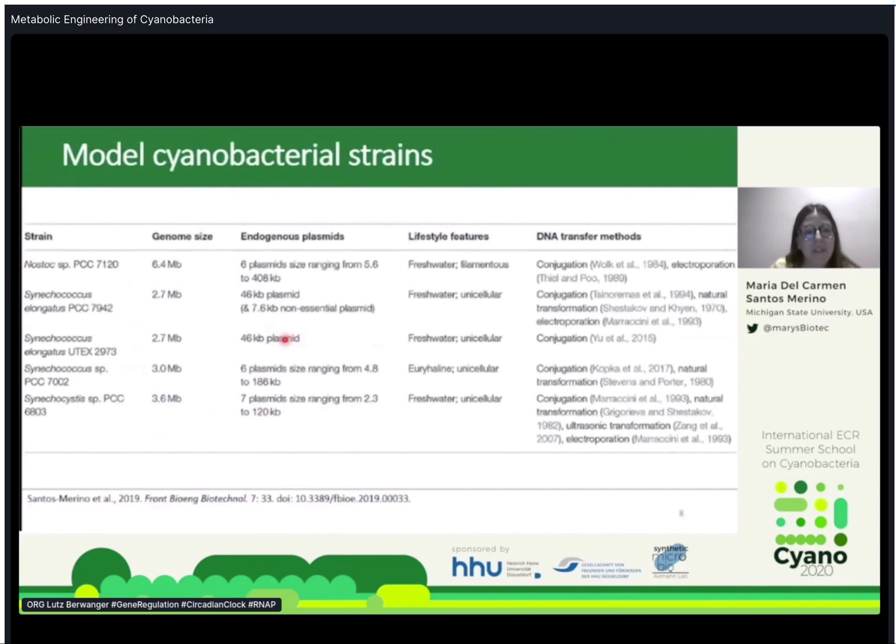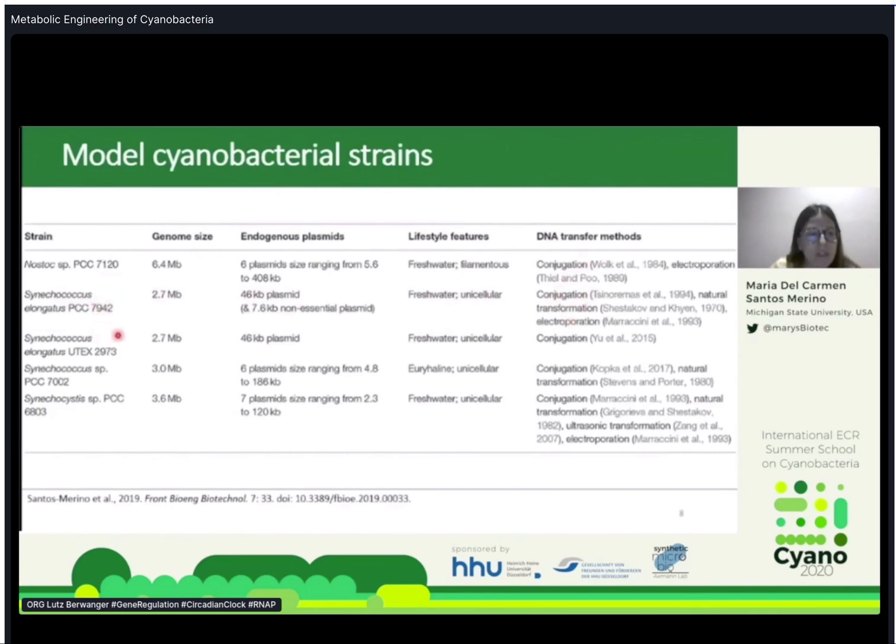In this table, I am describing the most common cyanobacterial strains used in metabolic engineering. We have Synechocystis, a freshwater unicellular cyanobacterium with a small genome size and 7 plasmids, and a lot of DNA transfer methods have been developed for it. In the second place, we have Synechococcus elongatus PCC 7942, which also has a small genome that normally contains 1 plasmid, and in some cases, another extra plasmid that is not essential. This is also a freshwater unicellular that can be transformed by conjugation, natural transformation, or electroporation.